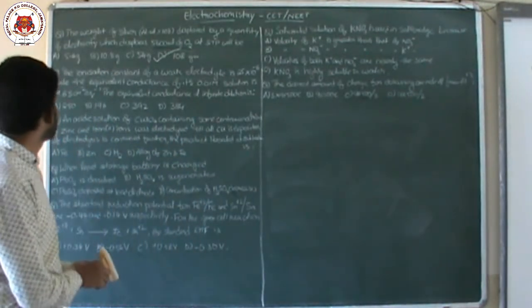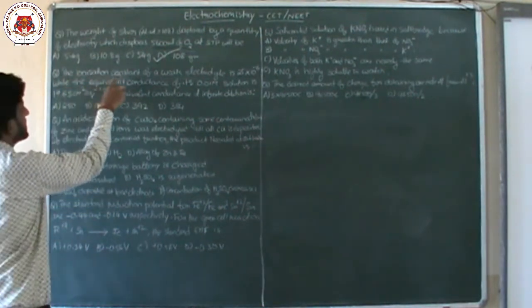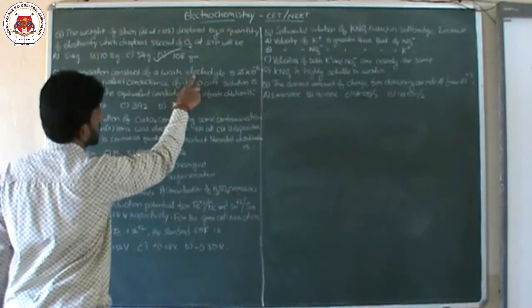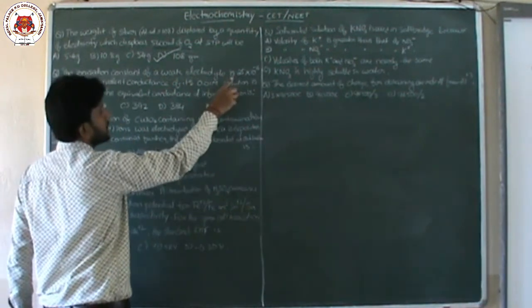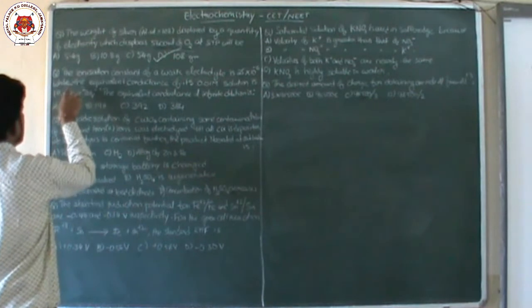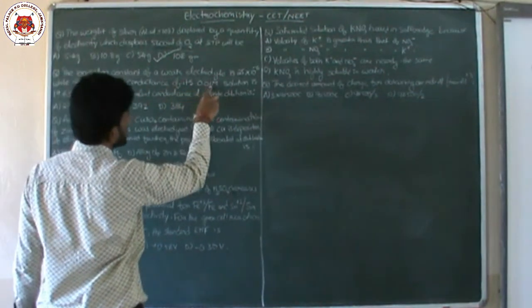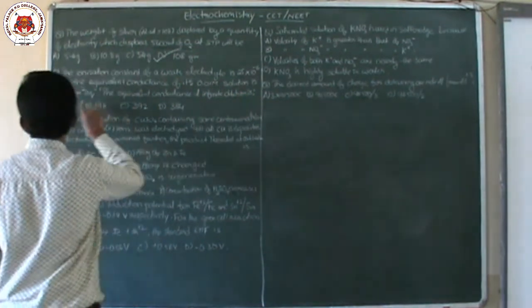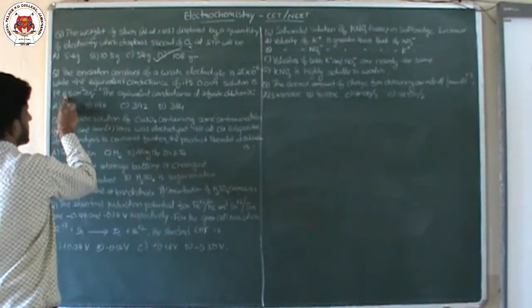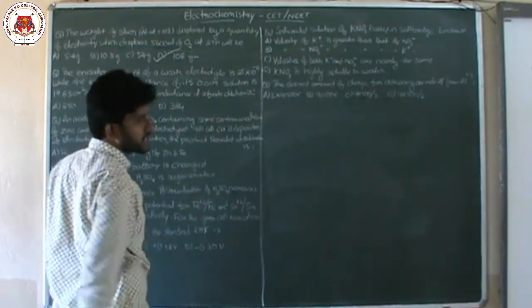Now let's see the second question. The ionization constant of a weak electrolyte is 25 into 10 power minus 6, while the equivalent conductance of its 0.01 M solution is 19.6. The equivalent conductance at infinite dilution is?